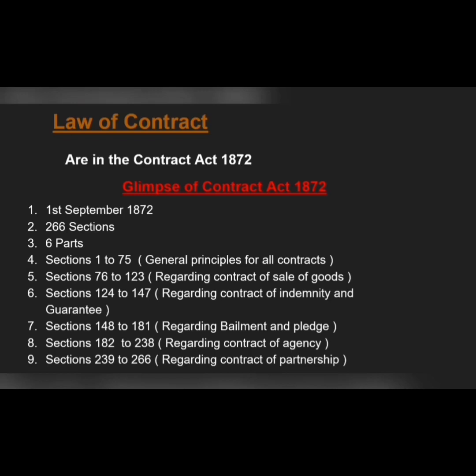Sections 76 to 123 deal with sale of goods, and the next 124 to 147 sections deal with contract of indemnity and guarantee. Sections 148 to 181 deal with bailment and pledge. Sections 182 to 238 deal with contract of agency, and finally sections 239 to 266 deal with the Partnership Act, which is commonly known by the students as Partnership Act 1932.